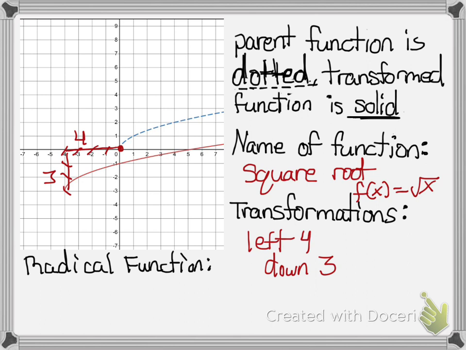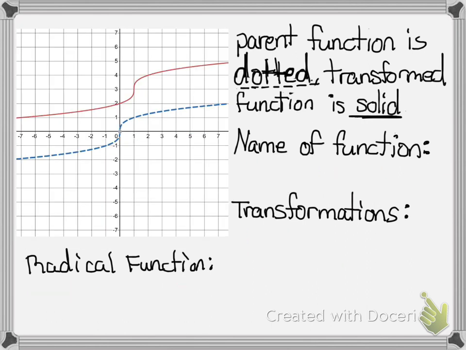Now, to actually write out what the radical function is, since it went to the left 4 times, under my actual square roots, I'm going to put the opposite. So it'll be square root of x plus 4. And since it went down 3 outside of the square root, I'll put minus 3. All right, let's look at another example.